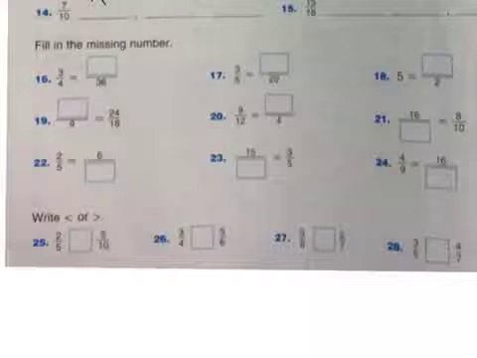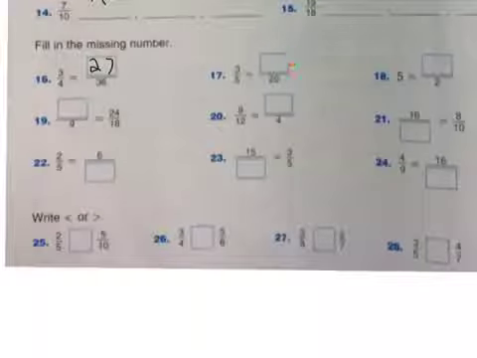And for numbers 16 to 24, you have to find the missing number. Again, what did we do to 4 to turn it into 36? We multiplied it by 9. 4 times 9 equals 36. Do the same to the 3. 3 times 9 equals 27. Okay. Skip 17. Well, you must do it. But I know you can figure out what you did to the 5 to make it a 20. Do the same to the 15. And you'll find the value.